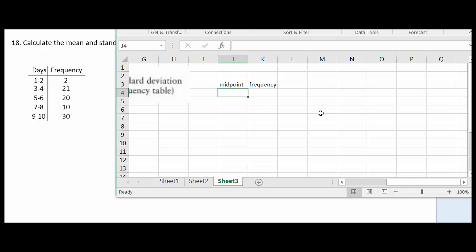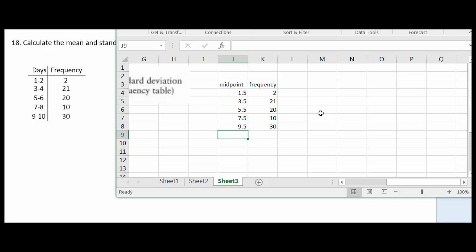Okay, so think of it like what's halfway between 1 and 2. If it wasn't obvious, I would be taking the two endpoints, adding them up and dividing by 2, and I get 1.5. Same thing with 3 and 4, so we should get 3.5. 5 and 6 should get 5.5. 7 and 8 is 7.5, and 9 and 10 is 9.5. And then the frequencies would be 2, 21, 20, 10, and 30.